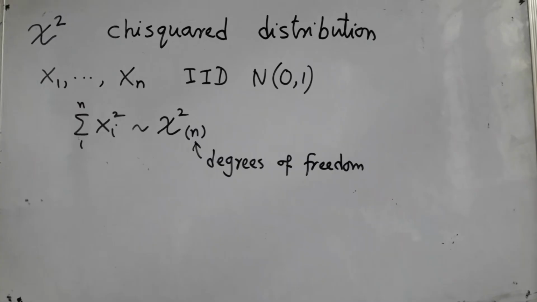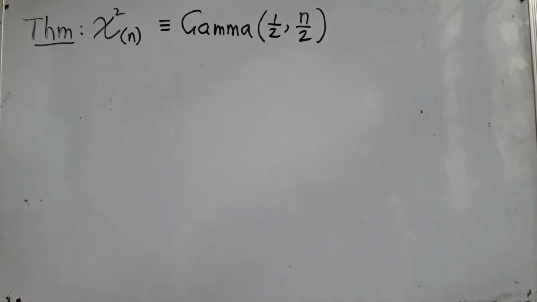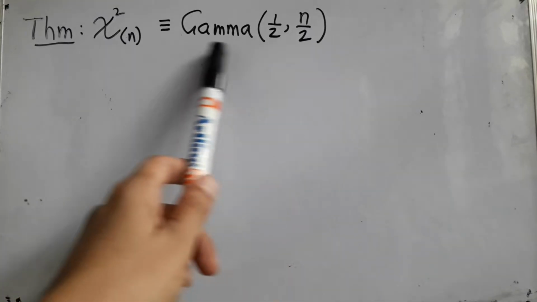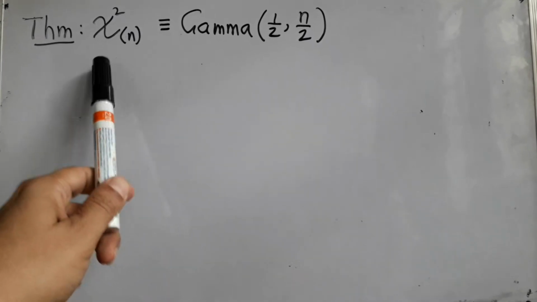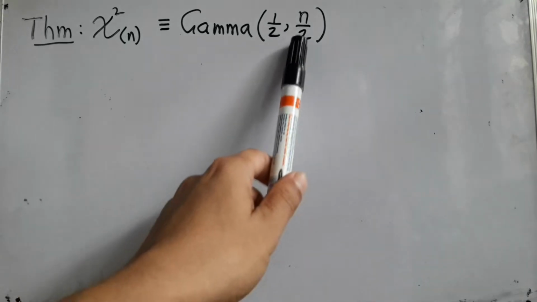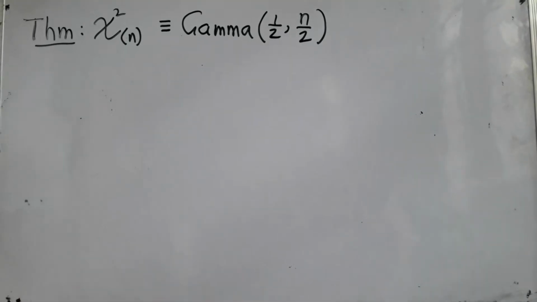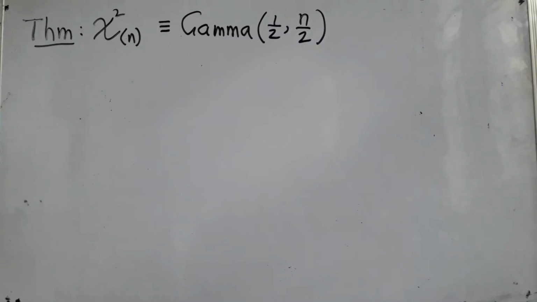an interesting theorem. The theorem links up the chi-square distribution with a distribution that we already know, the gamma distribution. Chi-square n is gamma half, n by 2. Now the order of these two parameters, there is no unanimity among various sources. So I will quickly remind you the definition that I am using.